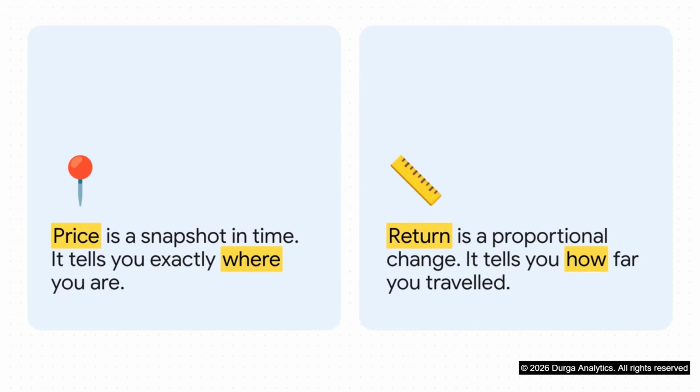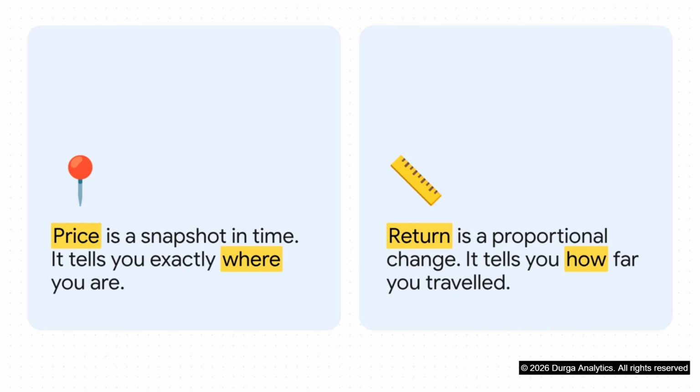First things first, we have to draw a strict line in the sand between price and return. Imagine you're watching a single unit of gas. On Monday, it costs £50. On Tuesday, it's £52. The price change is £2, right? Price is an absolute state. It's a snapshot in time that tells you exactly where you are.